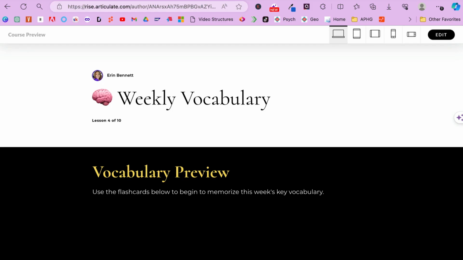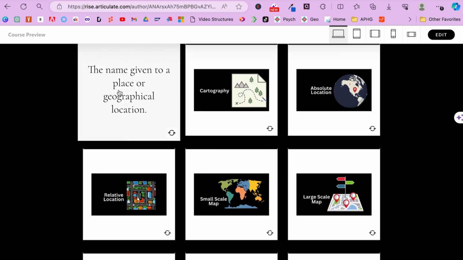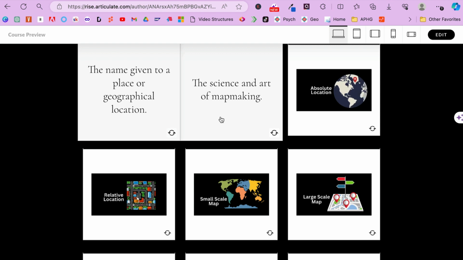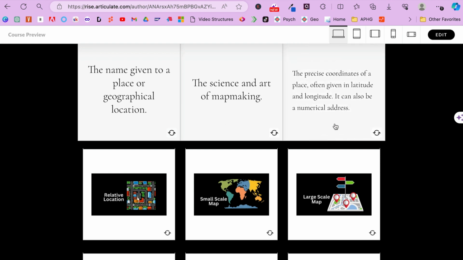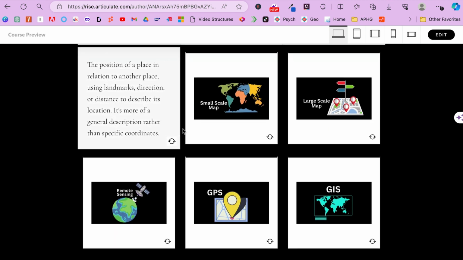Looking at our vocabulary for this topic, just a quick review here. Toponym is the name given to a place or geographical location. Cartography is the science and art of map making. Absolute location is the precise coordinates, or it could also be an address. Relative location, on the other hand, is the position of a place in relation to another place.